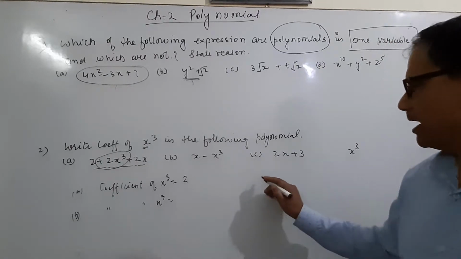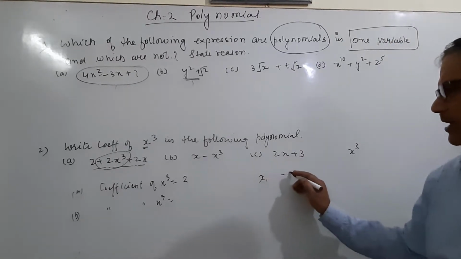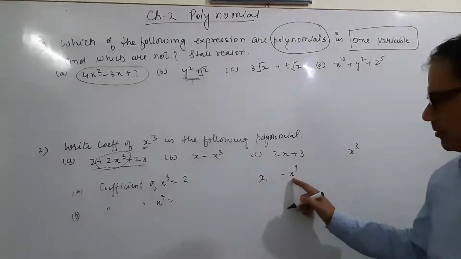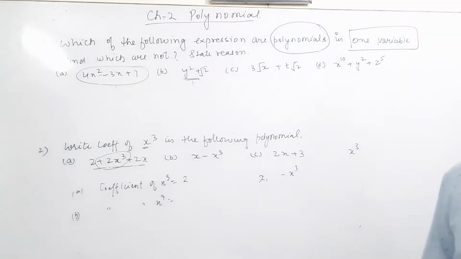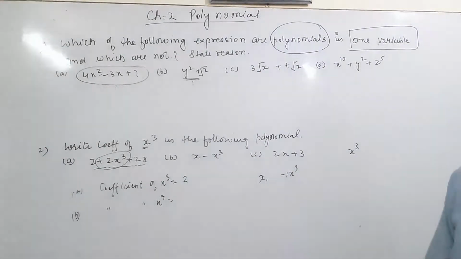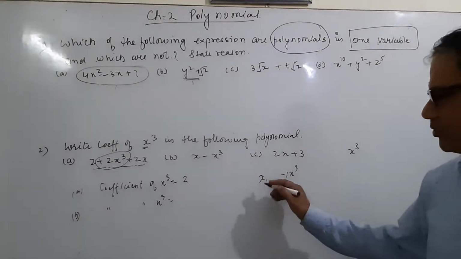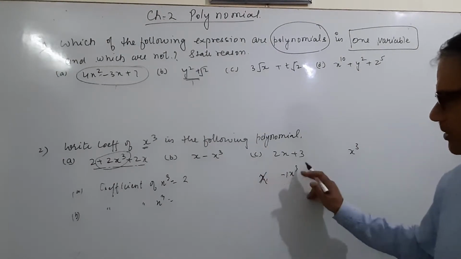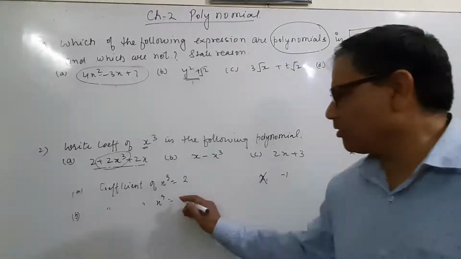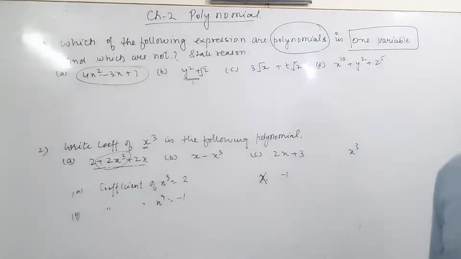What is your answer? Separate x and minus x cube. Here is a minus. It means there is no numerical value in front of x cube, so we have to write 1. Where is x cube? It is x cube, yes. Remove x cube. Now what is left? Minus 1. Then the coefficient of x cube is minus 1.